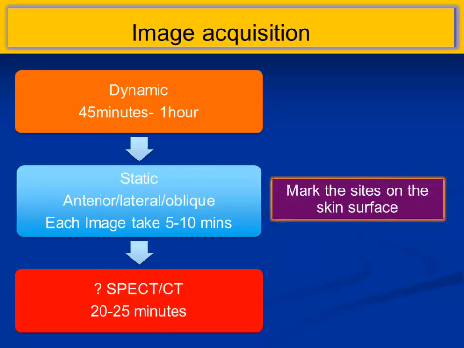The imaging depends on which part of the oral cavity you're imaging. If it's on the left side of the tongue, it's better to have a left anterior oblique or a left lateral image, or vice versa. But you have to take anterior images if the lesion is in the floor of the mouth. The reason is that if it is in the floor of the mouth, it can drain to both sides of the neck. If it's on the right side, most often it drains to the right. If it's on the left, it goes to the left. But if it's in the floor of the mouth, most often the lymph node drains bilaterally. Therefore, it's better to take an anterior image.